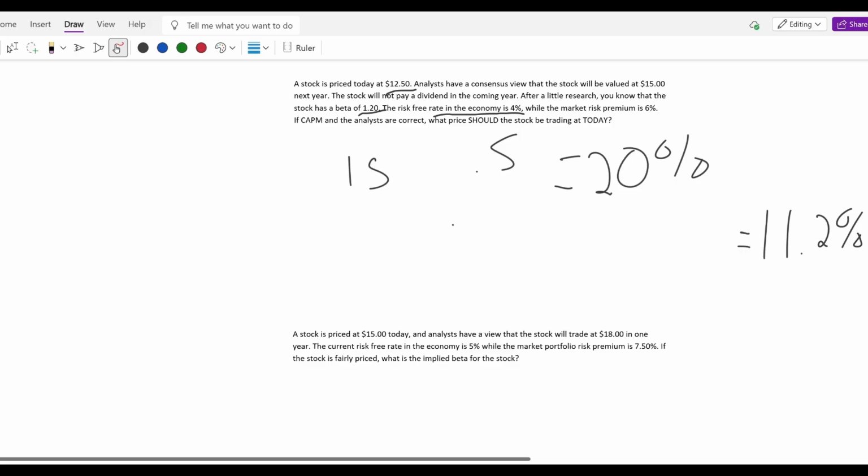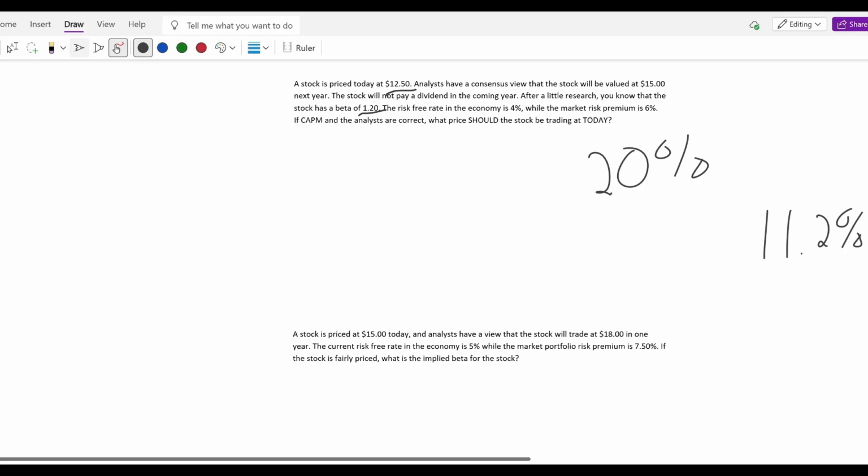Let's get the rest of this off our screen, and then we will be moving into the next part. We'll leave those two up. Those are our two answers: 20% and 11.2%, from the expected return and the CAPM formula. Now we can solve for the price.